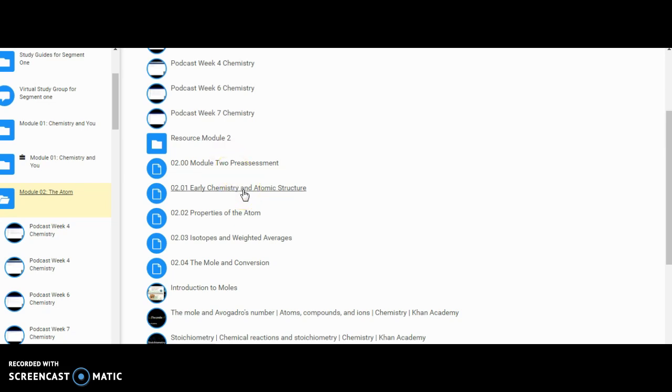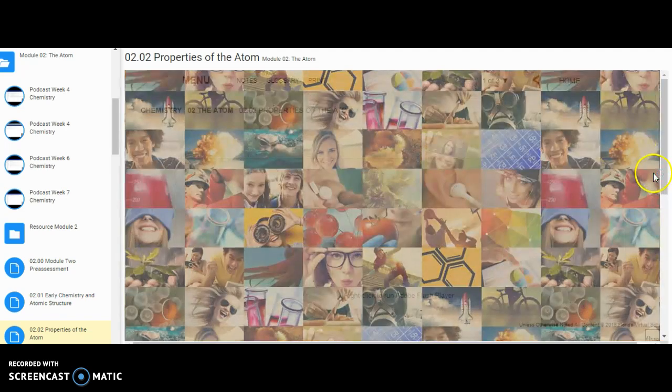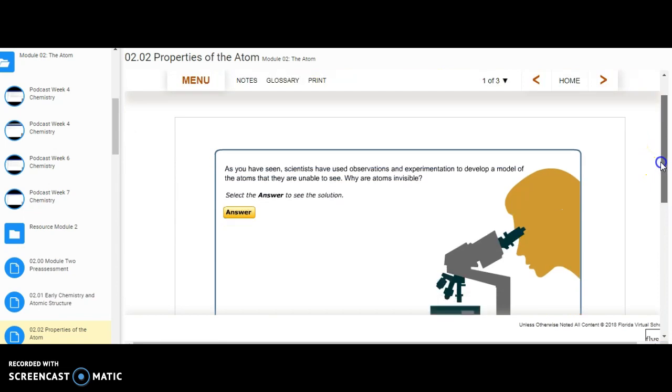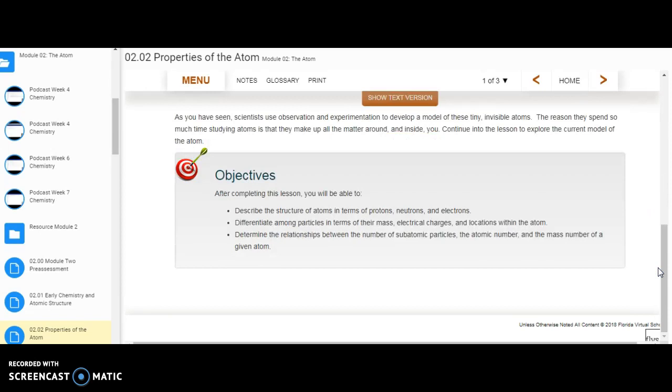So I'm going to open up 2.02, and this is the lesson for 2.02. And if you're struggling with taking notes and not knowing what to do, the very first thing that you go to is the objective section. Sometimes it's called goals. Sometimes it might be called key thoughts or important something or other. It has different names, but it's always going to say, after completing this, you're going to be able to do something. So you're going to need to be able to describe the structure, differentiate among, and determine the relationship.